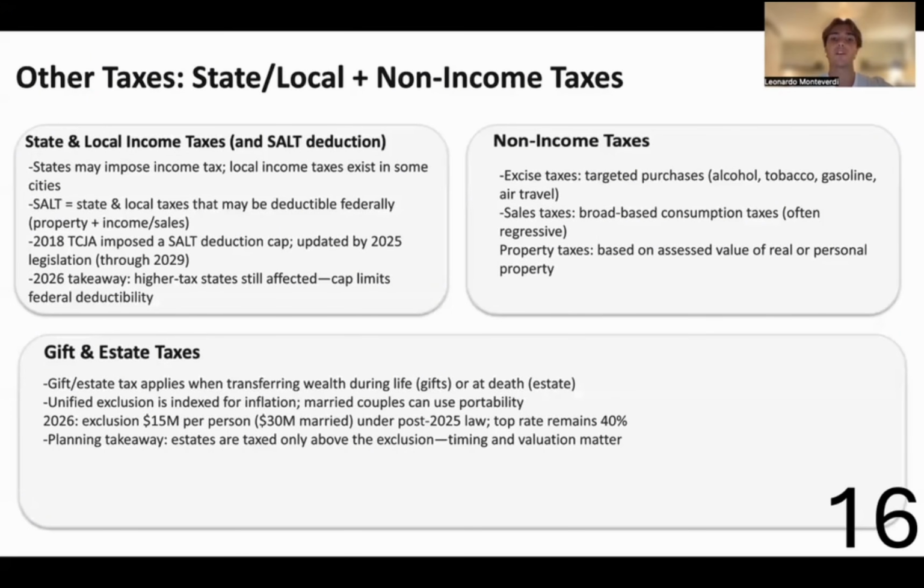Lastly, there's gift and estate taxes. These apply when wealth is transferred either in life or at death. There is the exclusion amount, which is indexed and can change with legislation, but in 2026, it's 15 million per person or 30 million for a married couple. Any amounts above that may be taxed potentially at around 40%. So that's definitely something to keep in mind. For most households it won't apply, but for high net worth families, it can definitely impact wealth transfer planning in the future.